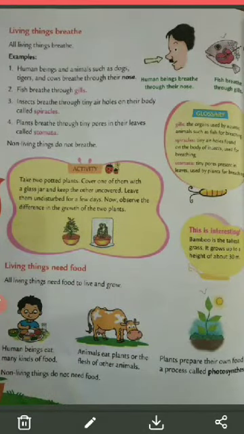The first characteristic feature of living things is that living things breathe. Students, all the living things breathe. That means they take in air and they take out the air. This is the process of respiration. Human beings and animals such as dogs, tigers, cows, and many more breathe through their nose. Take a deep breath, students. Yes, this is called breathing.